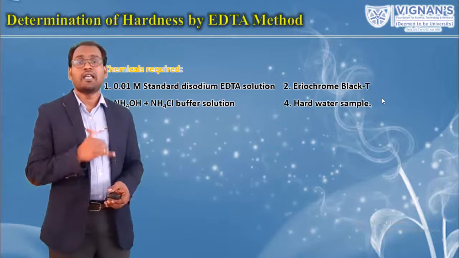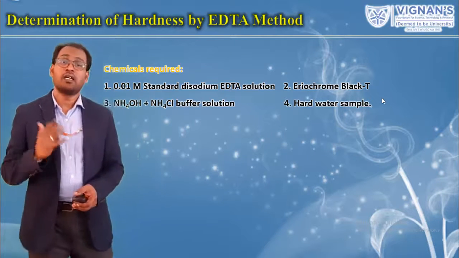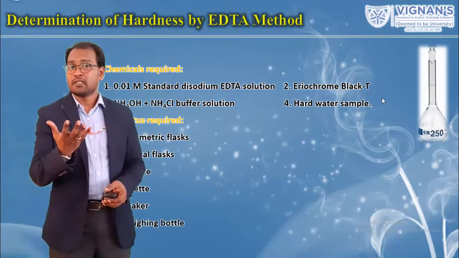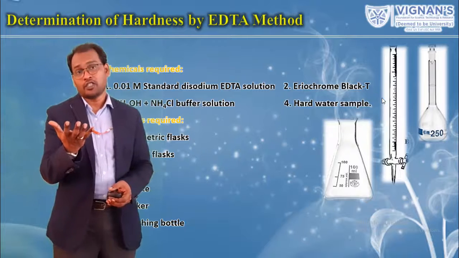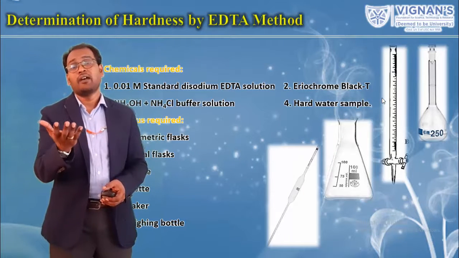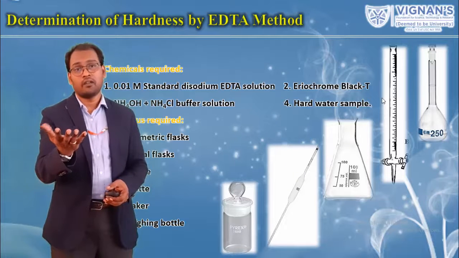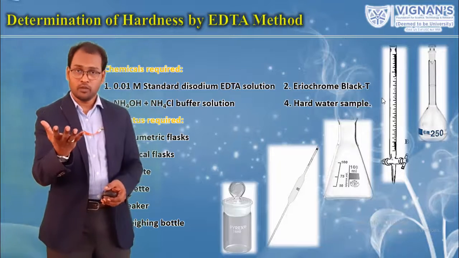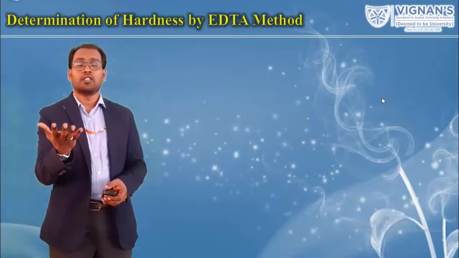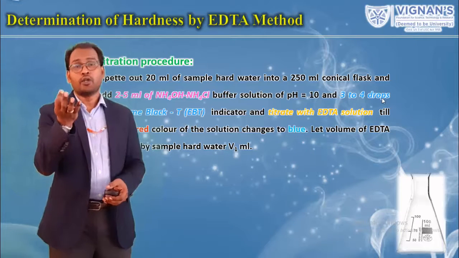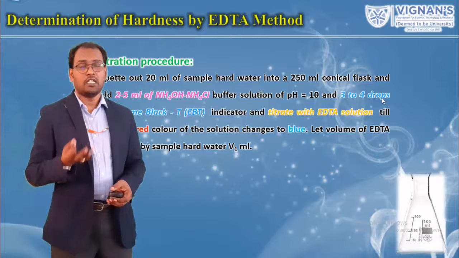You pipette out 20 ml of sample hard water into a conical flask. This sample water has hardness-causing salts. It might have calcium carbonate, calcium chloride, magnesium sulfate, or all these salts present in this water sample. So metal salts are present. To this, you are going to add a few drops of EBT.